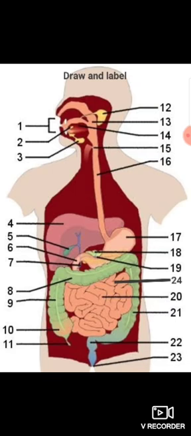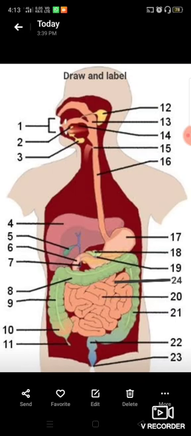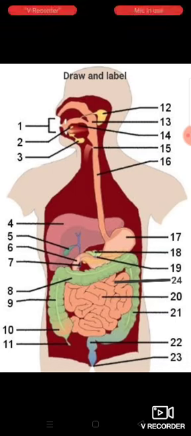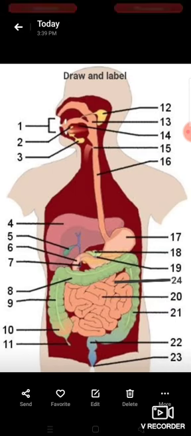Once it is colored, and please no cheating, without any help of the book or anything. Practice the diagram in a very good manner. This topic is very important.